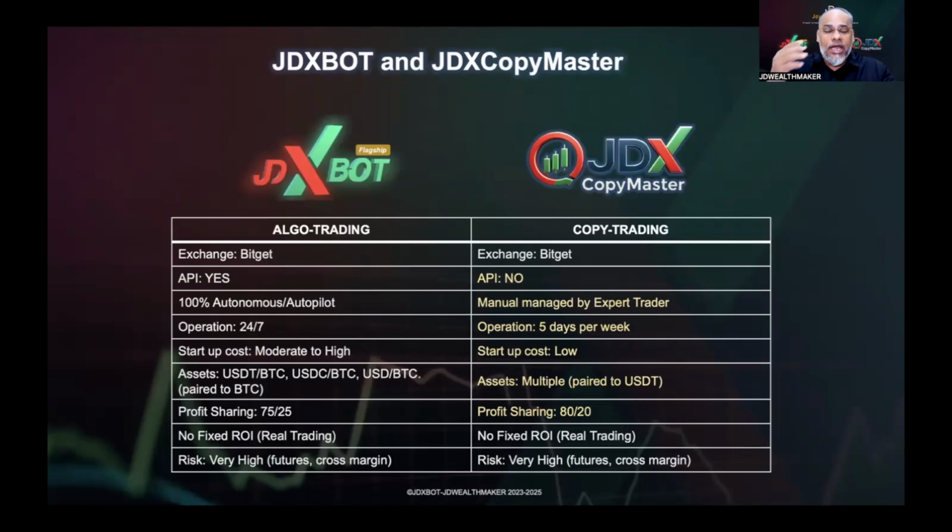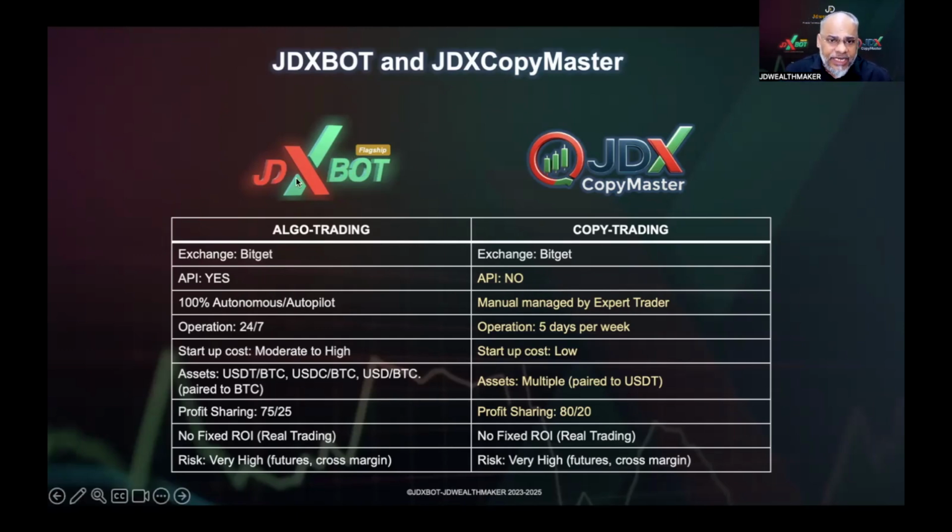In order to wrap up this whole presentation, let me give you a quick conclusion and comparison between JDXBot, the flagship product, and the Copy Master. Both use the same exchange, which is BitGet. JDXBot is algo trading, so there is an API. Copy Master has no API. JDXBot is 100% autonomous, autopilot. But Copy Master is manually managed by an expert trader, which is myself.